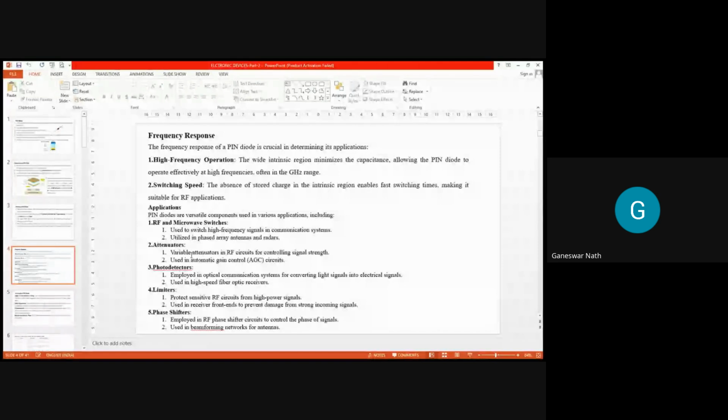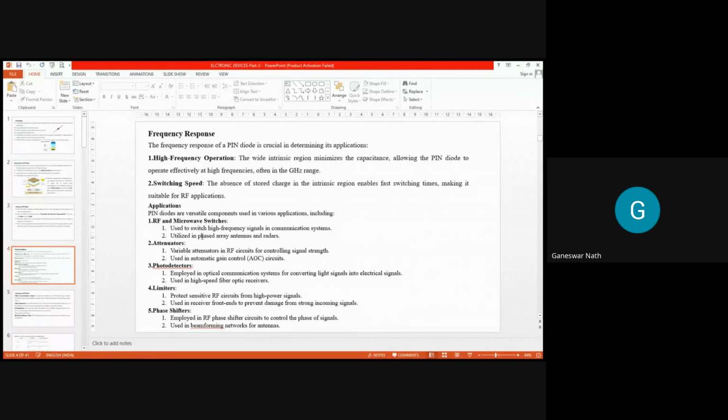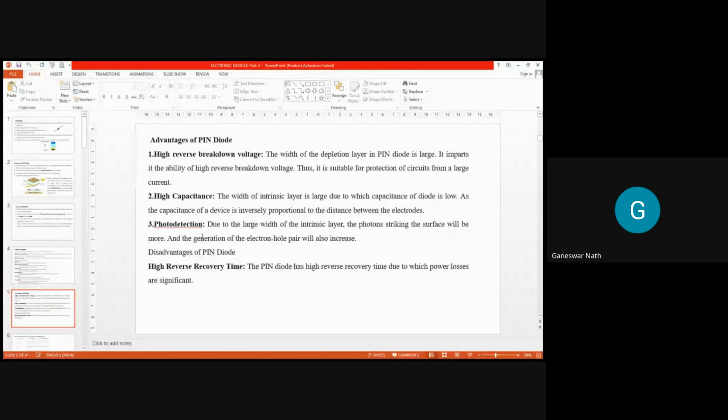An attenuator is a device which can decrease the intensity, the strength of the signals. Similarly, the photodetector can act as a sensing element in the presence of light. Then the limiters are also there, and the phase shifters. So these are some of the applications that you can find of the PIN diode. Now, what are the advantages of this PIN diode? You can find this PIN diode has many applications.